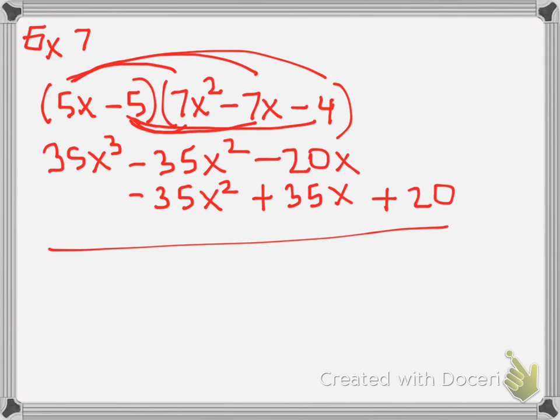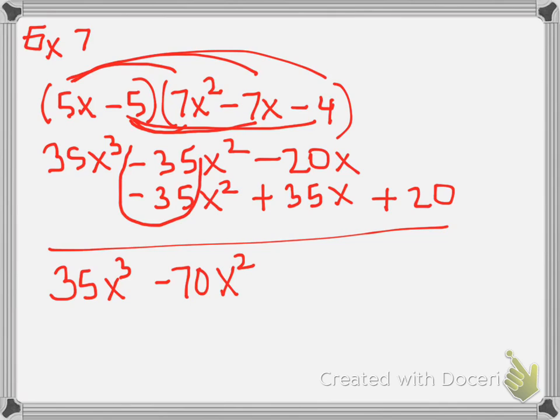Here's the final answer. 35x cubed minus 70x squared. I just combined these. Add two negatives gives me negative 70. And then I add this, 35 minus 20 gives me plus 15, plus 20. That's your answer.